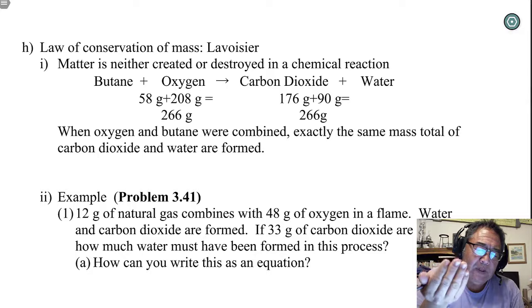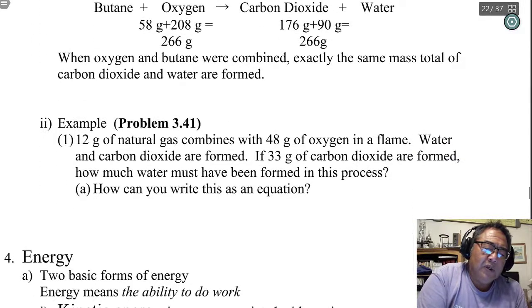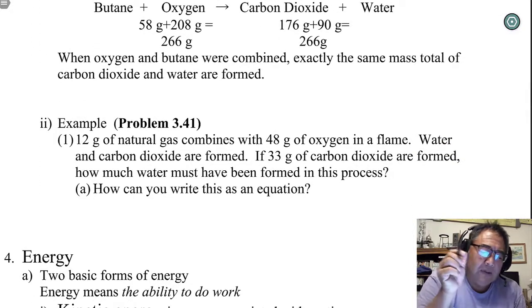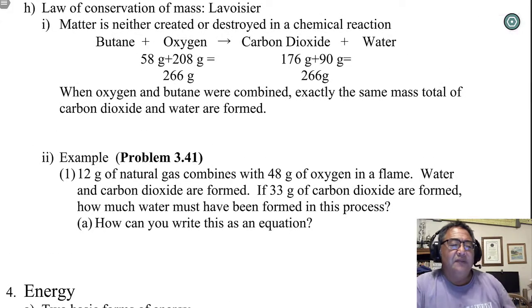It would consume, when it burns, because you think about when something burns, it needs air, right? It would consume 208 grams of oxygen. In that process, it would make 176 grams of carbon dioxide and 90 grams of water. But if you add those together, the butane plus the oxygen is going to be equal to the carbon dioxide and water. When oxygen and butane were combined, exactly the same mass total of carbon dioxide and water were formed. That's another way of saying it. But that's the idea of the law of conservation of mass.